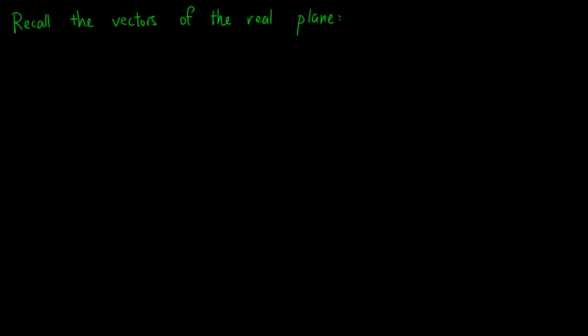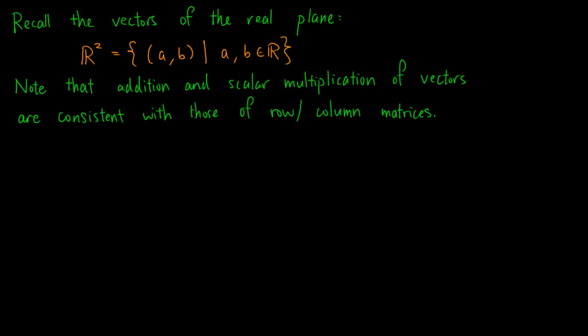First, let us recall the vectors of the real plane, which is denoted by R2. It is the set of ordered pairs (a, b), where a and b are real numbers. Note that addition and scalar multiplication of vectors are consistent with those of row matrices or column matrices.